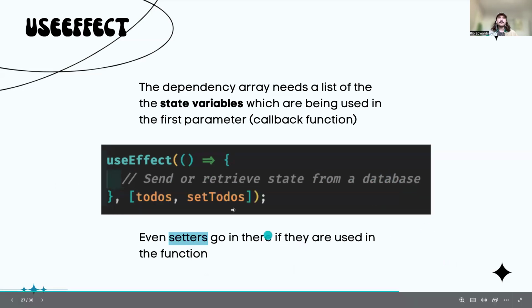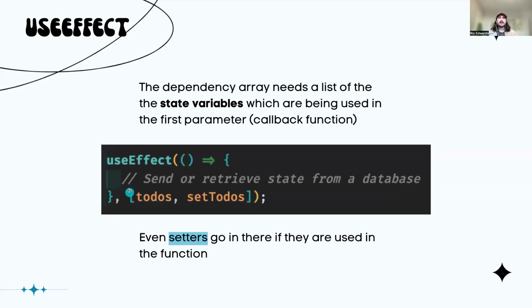So we have to put state inside this array here. And so that's what we just did. I put our to-dos state inside this array, and then you also have to put the setter inside the array if you're using the setter inside this function. So the setter also counts as something that's a dependency in this array. So the idea is basically this useEffect will run our function that interacts with the database whenever our to-dos changes.